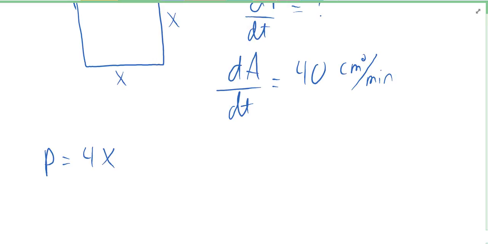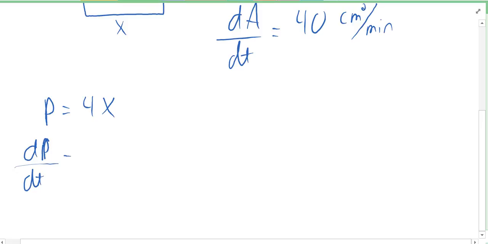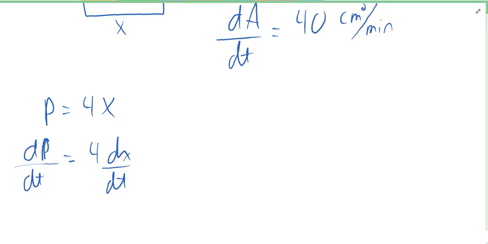Okay. Let's just do it this way. Look. Let's say we just derive it the way it is, okay? We get dP/dt equals 4 dx/dt. Now we're looking for dP/dt. The problem is we don't know dx/dt. We know dA/dt. So now my problem becomes, let's not look for dP/dt anymore. Let's look for dx/dt.